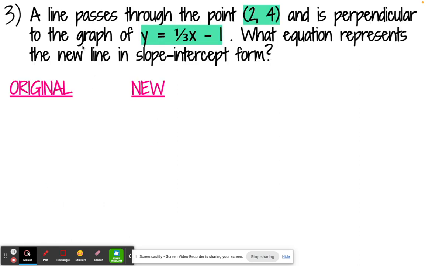Okay, now I have a line that passes through this point, and I want it perpendicular to this line. Well, I'm going to write my original line down here, y equals 1/3 x minus 1.